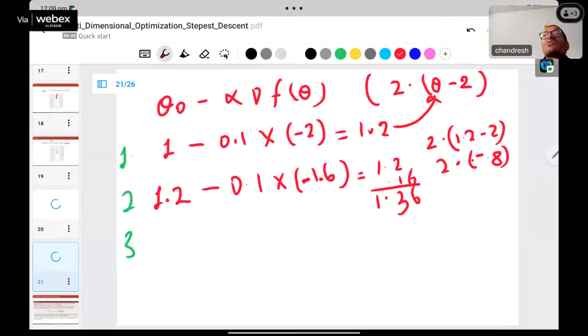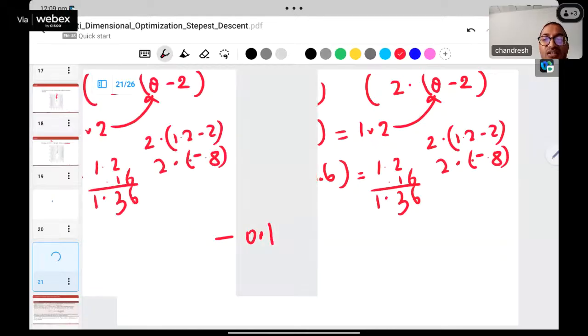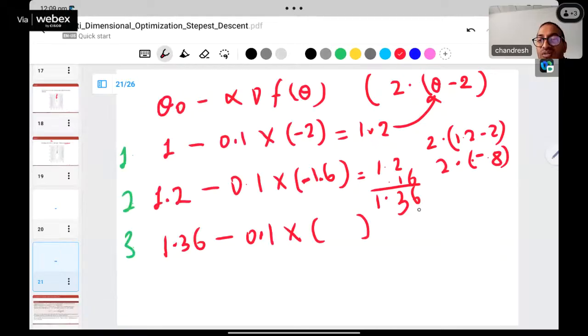Okay. So those who have got this value, then something like this. In the next step, this new value will come here, minus 0.1 into, then evaluate your gradient at this point. Now this value will be used to plug here. And you will get the value 1.28 if you use the gradient, and finally it should be 1.488.